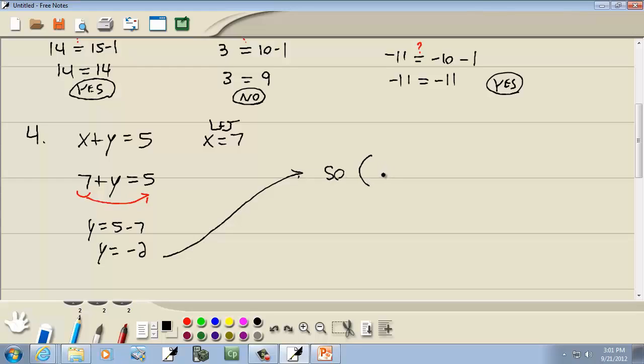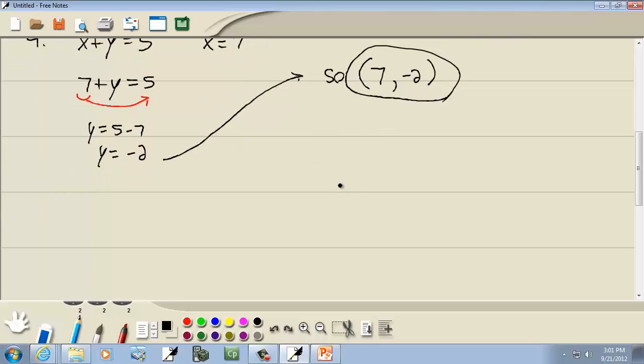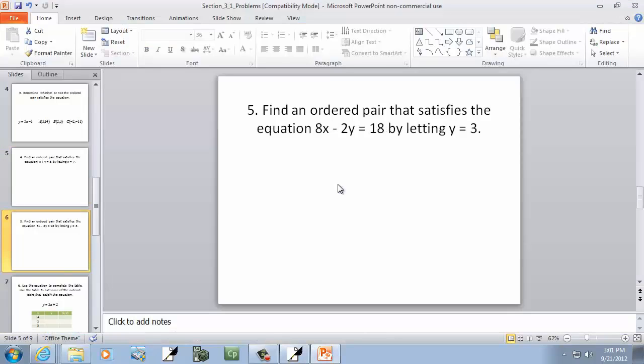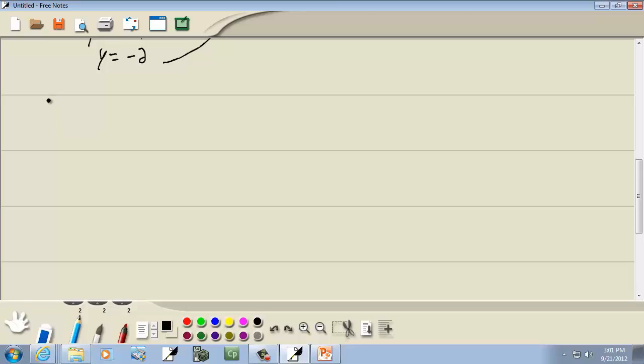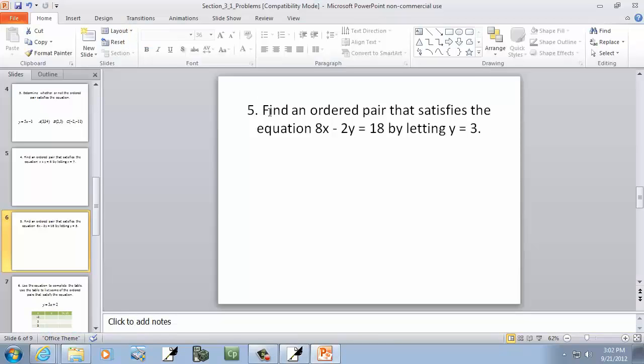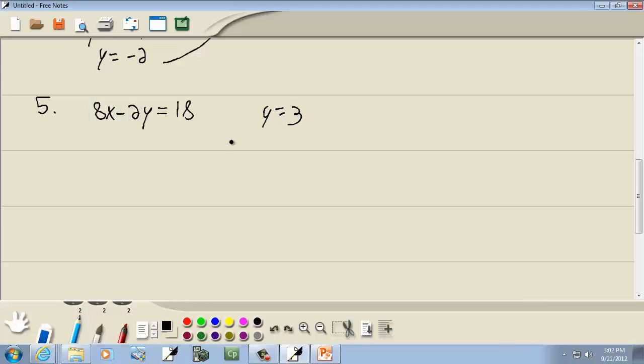So to write down our point, you put your x part first, and they told us x is 7. And then you put your y part, which is negative 2. And that would be your answer. Let's look at another one of those. Got 8x minus 2y equals 18. And they say let y is equal to 3. Same idea. Where our y is, we'll put in 3. So I got 8x minus 2 times 3 equals 18.